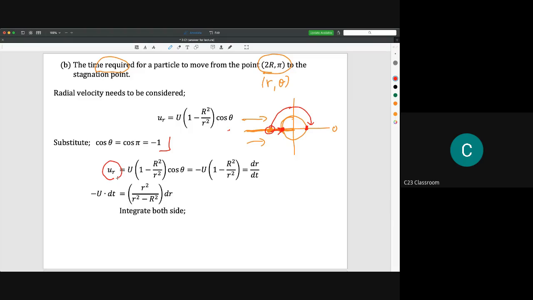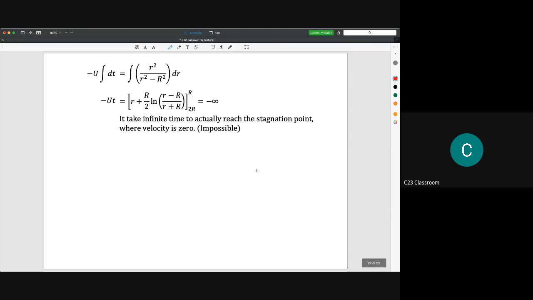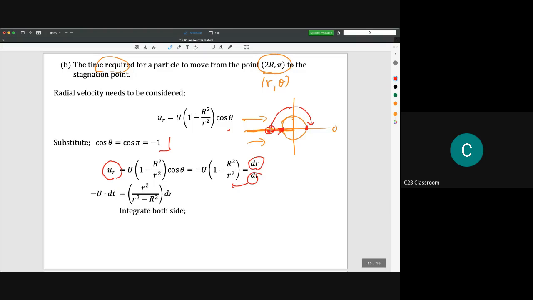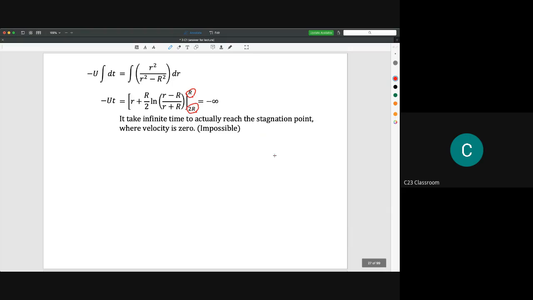Okay, so then we bring the dt to the left hand side, and we bring the terms of r to the right hand side, because we have the r here. So we integrate, and then we substitute the value of r and 2r, because we have a location of 2r here, and the stagnation point occurs at r. Okay, this is 2r, and then we found that it is equal to minus infinity. So the answer that we get is actually that it cannot reach the stagnation point.